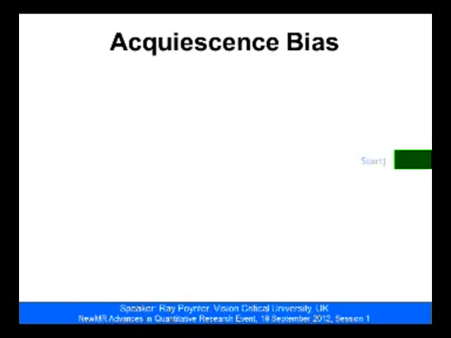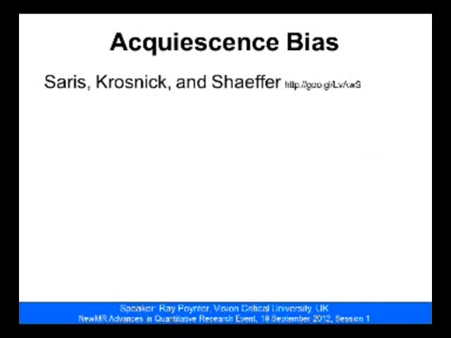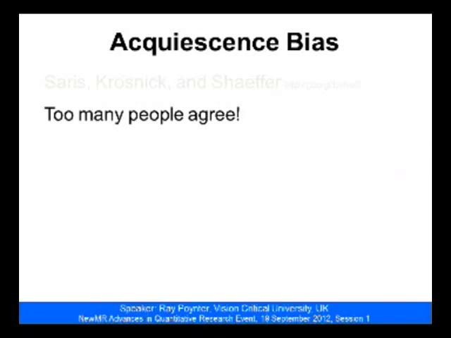So first of all, acquiescence bias. And this is quite a problem. The speaker who's probably best known for talking about it is John Krosnick. This paper by Saris, Krosnick and Schaefer is a really good introduction to the issues around acquiescence bias. They have looked at hundreds of studies and have come to the conclusion that too many people agree.